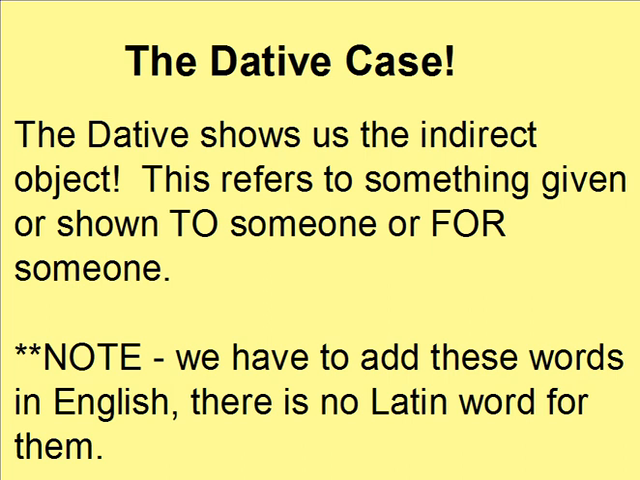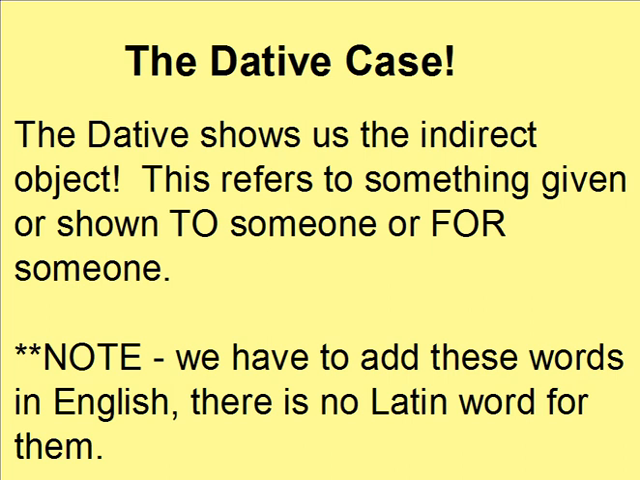We've already learned about the direct object, which comes in the accusative case, when we ask the question, what? Mike gives what? Mike gives a rose. However, if we want to know to whom Mike gives the rose, we need the indirect object, because the indirect object refers to someone, or it refers to something given or shown to someone or for someone.